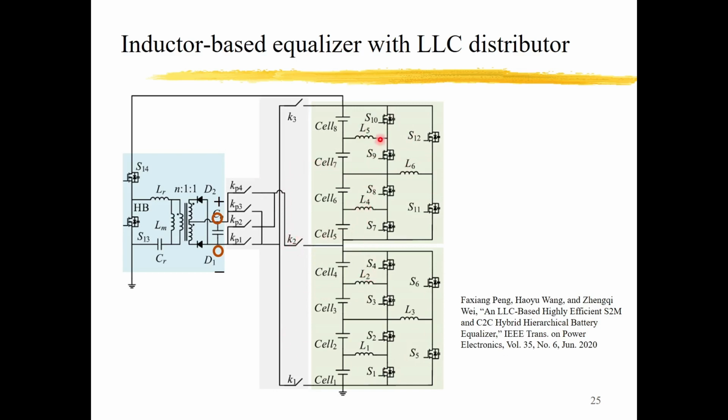And you can find that this part is an inductor-based equalizer, and there are two layers. This can perform the cell-to-cell operation. So here it is a hybrid. There are two parts of the equalizing mechanism. One part is S2M, and this part is cell-to-cell, for this module and this module.